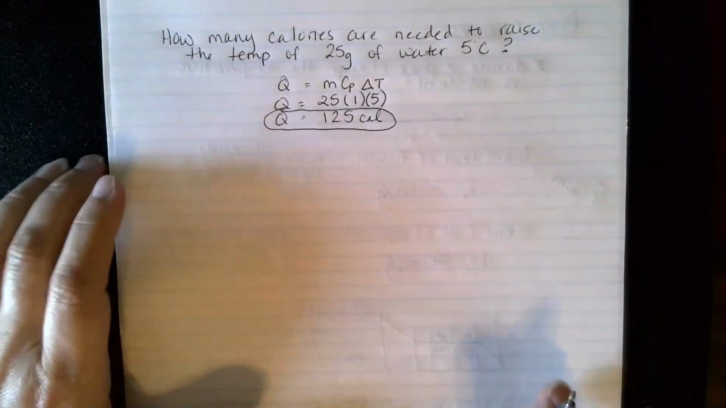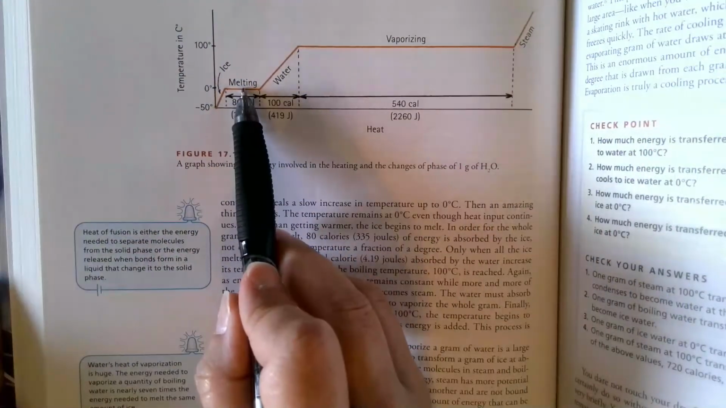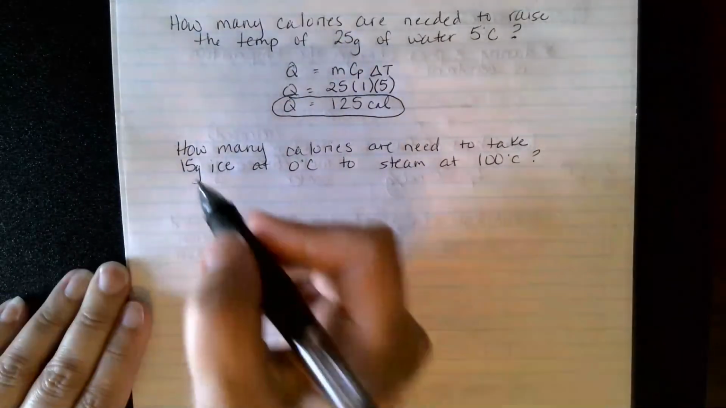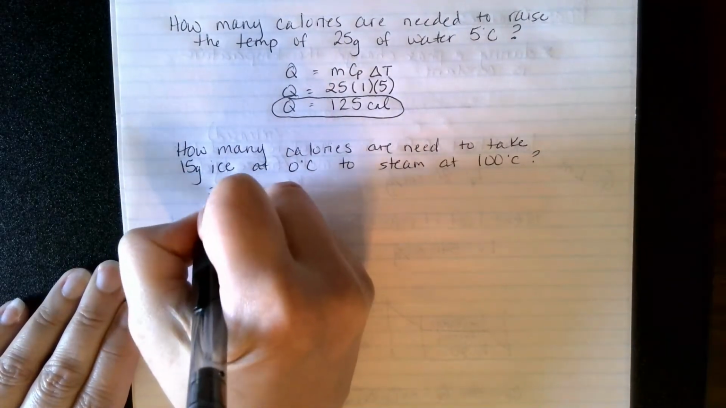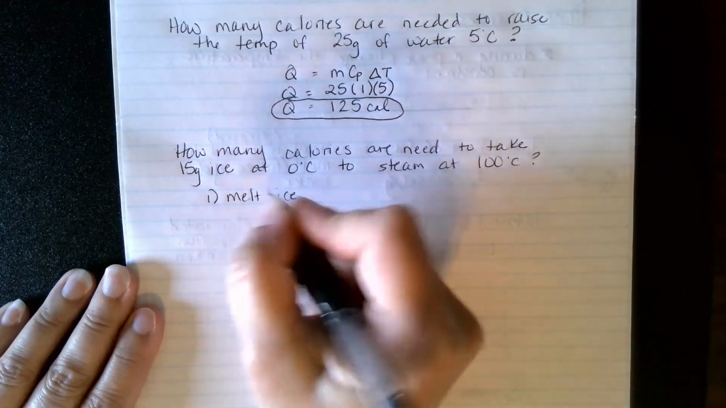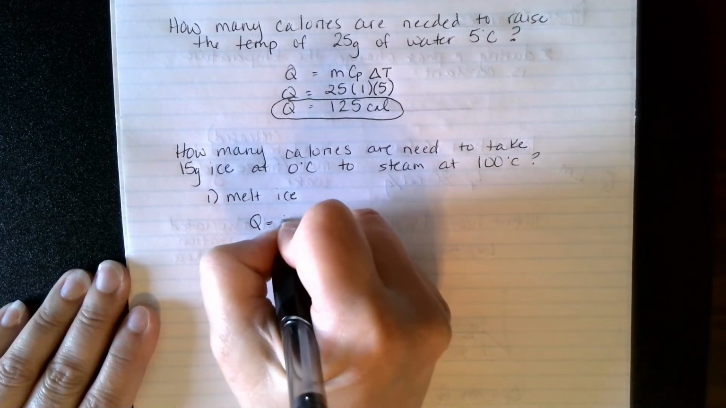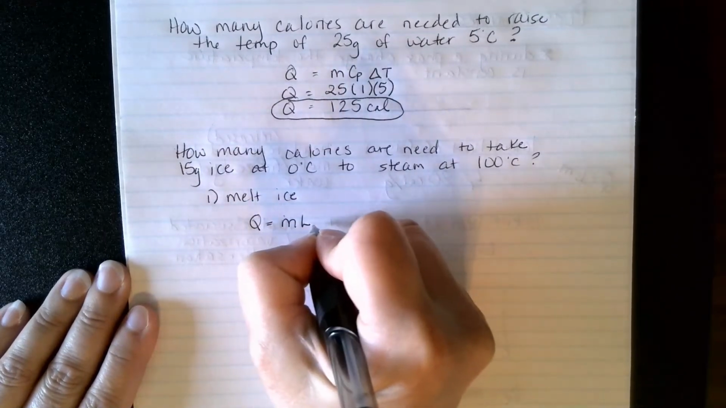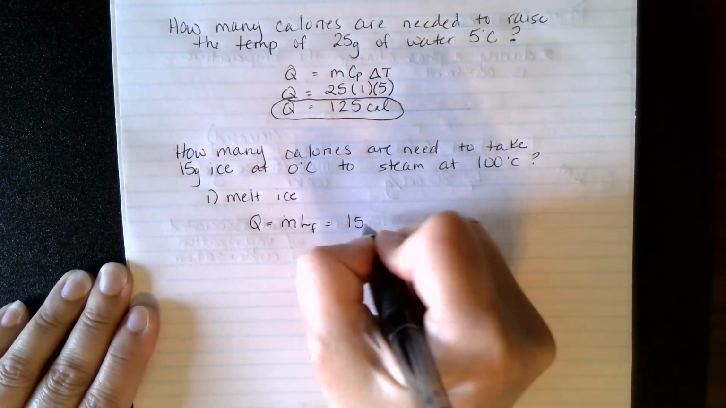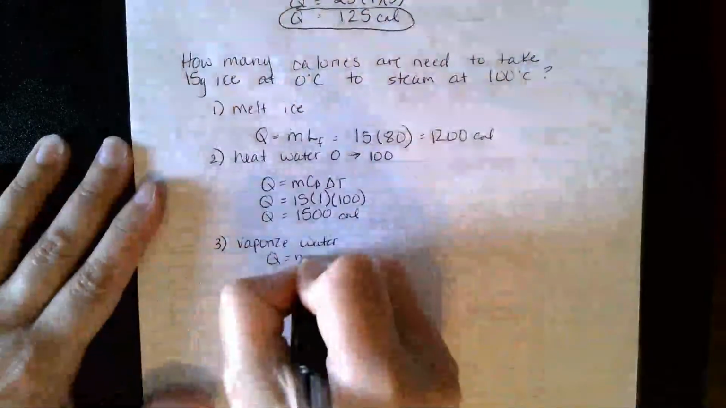All right, let's do another one. So my first step is going to melt my ice. Okay, so I'm going to label this step 1. This is going to be melt the ice. So to melt, Q equals M times L. And we're going to use the fusion since I'm melting. I have 15 grams, and we said that the latent heat was 80 L.